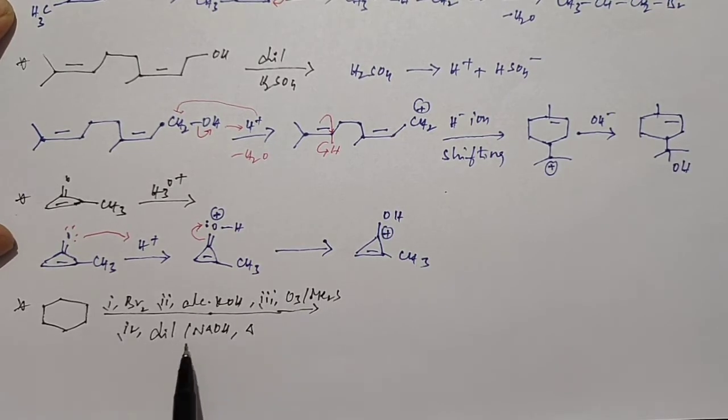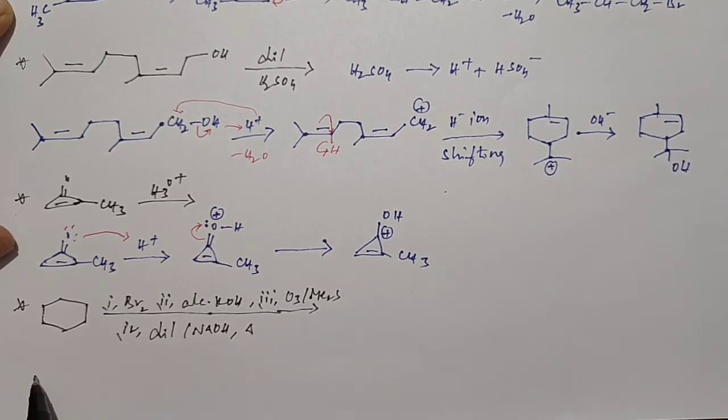After that it undergoes intermolecular condensation in presence of dilute NaOH. Okay, so we will see it step by step. First we take the given compound. The given compound is cyclohexane. It undergoes bromination.